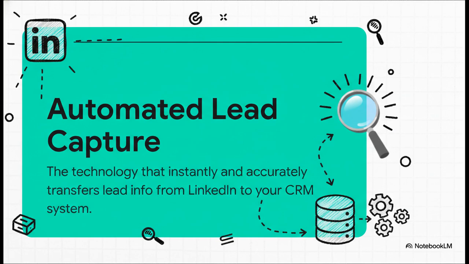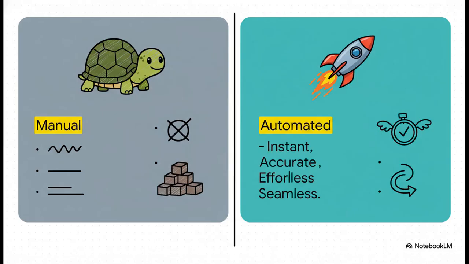So, what are we actually talking about here? Well, to put it simply, automated lead capture is the tech that does all that boring work for you. It's designed to just grab all that essential lead info from LinkedIn and zap it directly into your CRM instantly and, maybe most importantly, accurately. And the difference is, well, it's night and day. I mean, look at this. On one side, you've got the manual process: slow, full of errors, a massive time drain. On the other side, the automated approach: instant, accurate, and totally effortless. This isn't just a small improvement. It is a complete transformation of the entire task.